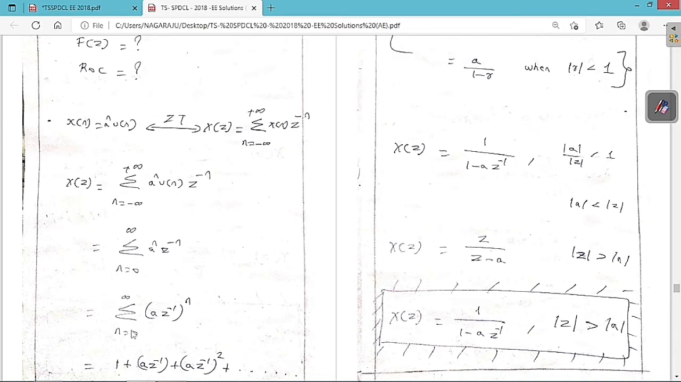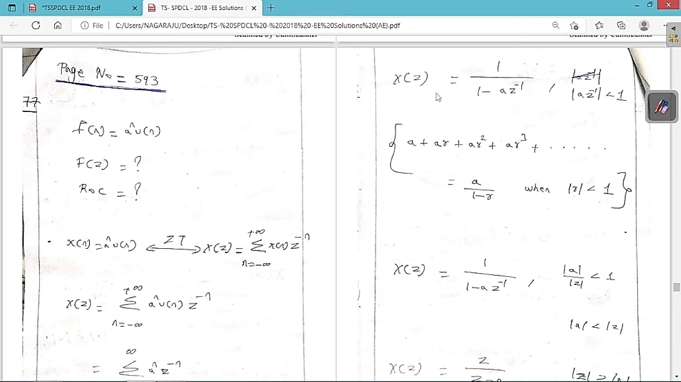Now if I keep these values n equal to 0, n equal to 1, n equal to 2, then if you keep n equal to 0, the power of 0 is nothing but 1, plus if you substitute n equal to 1, we get a z^(-1), plus if you substitute n equal to 2, we get (a z^(-1)) whole square. So basically this is called the geometric series like a, ar, r square, r cube up to infinity. This summation will be converging only when the infinite geometric series has mod of r less than 1. Therefore it will converge to a by 1 minus r.